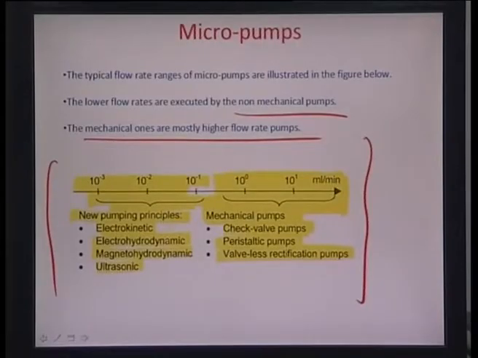So definitely, as you see here, the mechanical pumps are much higher in terms of flow rates. They can couple the energy, or put a really high energy density into the flow, for the flow rate to be higher.